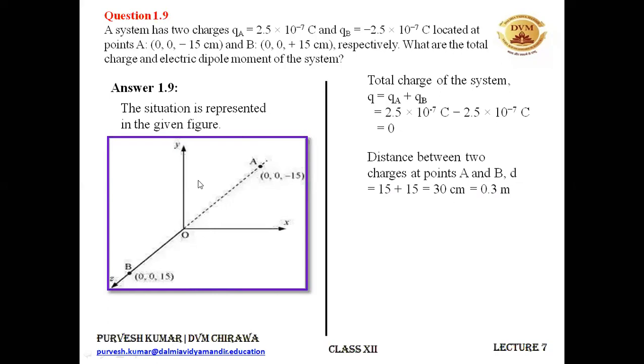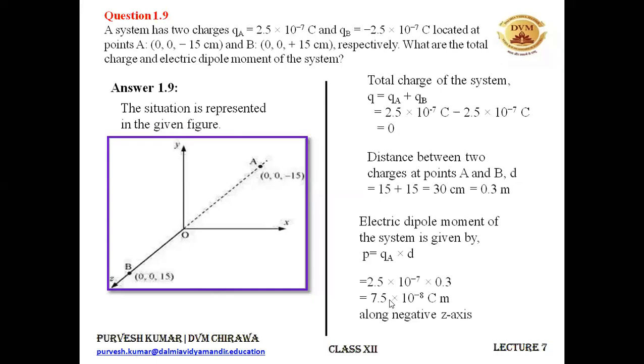You can see it from the figure, and that is equal to 0.3 meters. We know the dipole moment of a system is the product of one of the charges multiplied by the distance between them. So the dipole moment P is given as QA multiplied by D. In place of D, I can put 0.3. In place of QA, I can put 2.5 into 10 to the power minus 7. So it comes out to be 7.5 into 10 to the power minus 8 Coulomb meter.